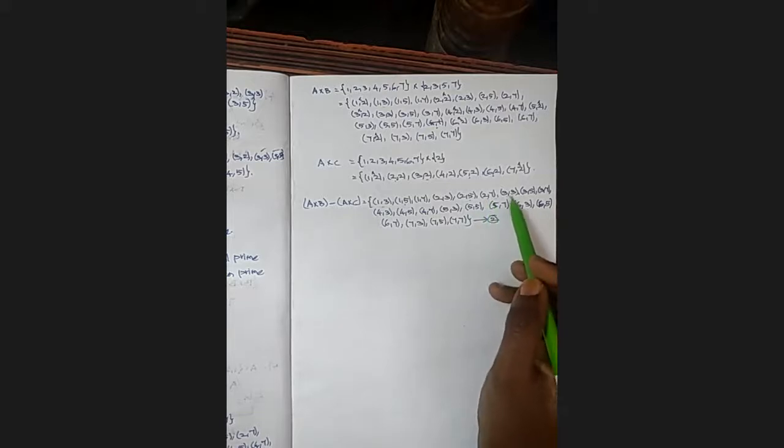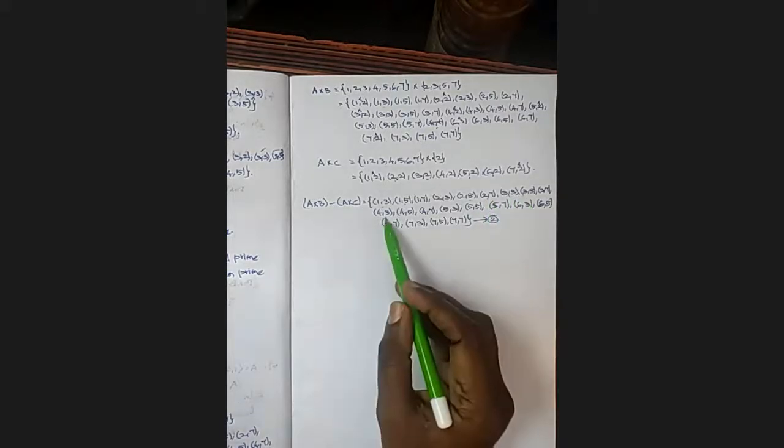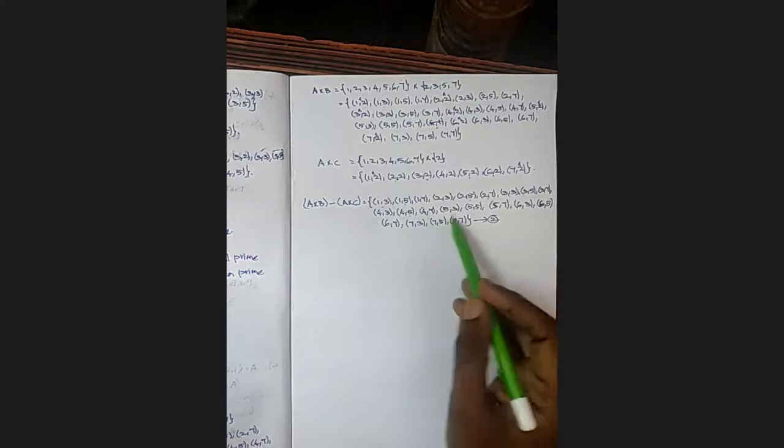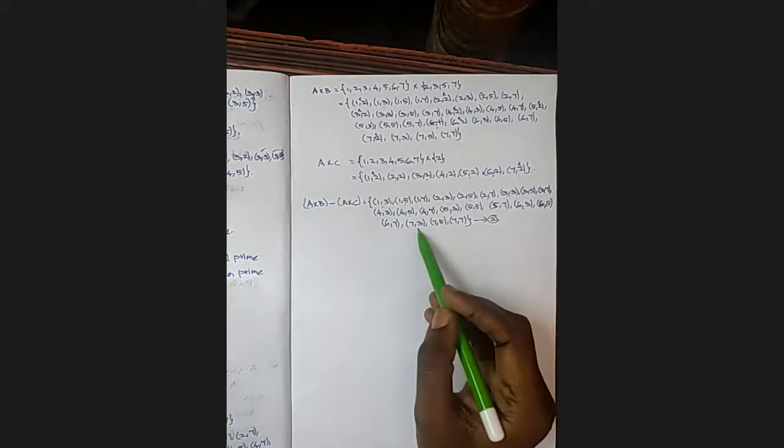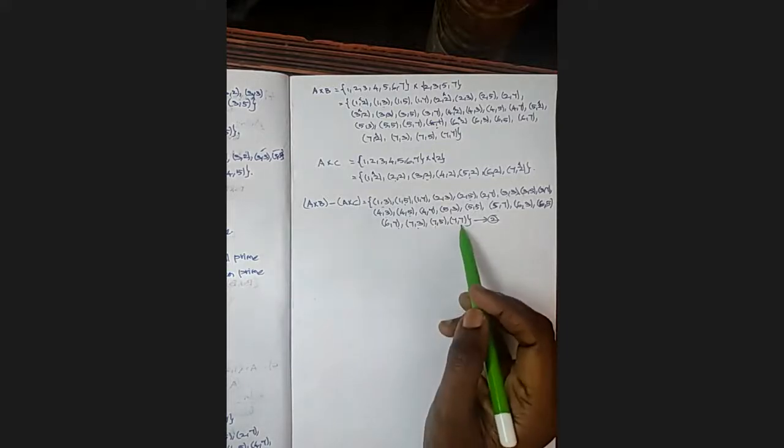Let us take this as 2. Now, comparing 1 and 2. See, all the elements are the same. (1, 3), (1, 5), (1, 7). Here also (1, 3), (1, 5), (1, 7). Then (2, 3), (2, 5), (2, 7). Here also (2, 3), (2, 5), (2, 7). Then (3, 3), (3, 5), (3, 7), (4, 3), (4, 5), (4, 7), (5, 3), (5, 5), (5, 7), then (6, 3), (6, 5), (6, 7), then (7, 3), (7, 5), (7, 7).